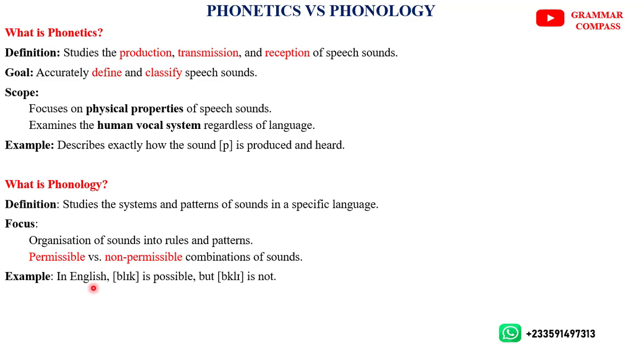For example, in English, the combination B, L, E, A, K is allowed. You can pronounce it bleak. However, this combination is not allowed. You can say buckle. The rule of phonology does not permit it. So that is what phonology is about.